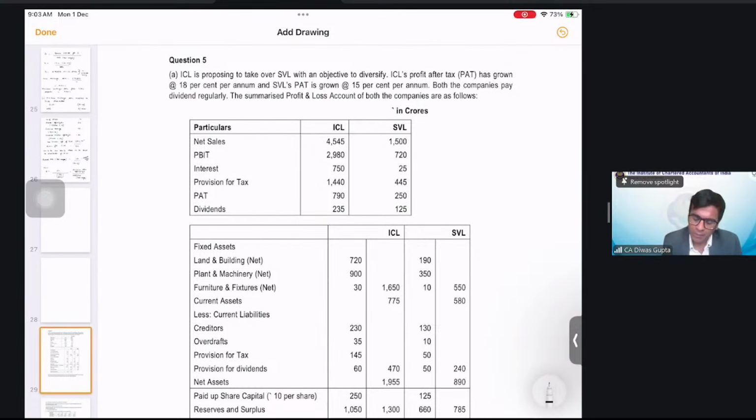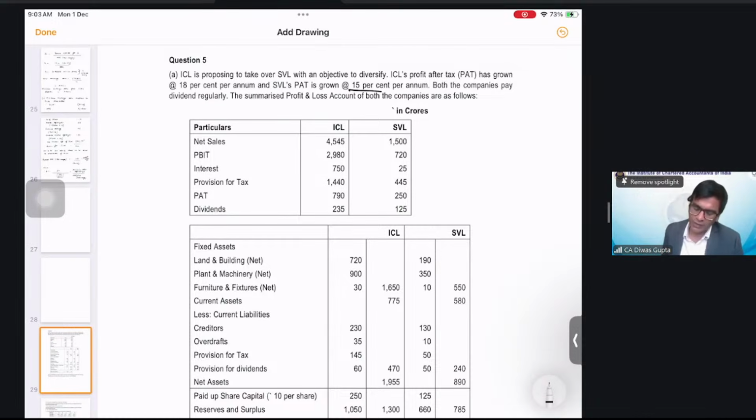ICL is proposing to take over SVL with an objective to diversify. Now, there are different objectives, students. One of the objectives is to diversify. Diversification of what? Diversification of risk. You would have studied this in portfolio management. ICL's profit after tax has grown at the rate of 18% per annum, and SVL's PAT has grown 15% per annum. So 18 and 15. Both the companies pay dividend regularly.